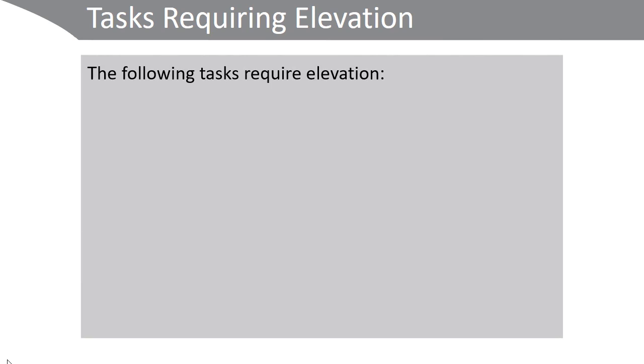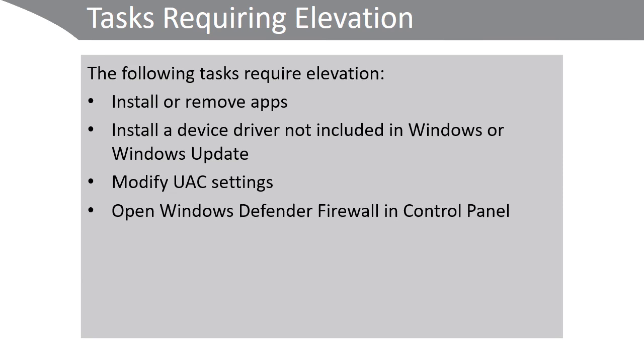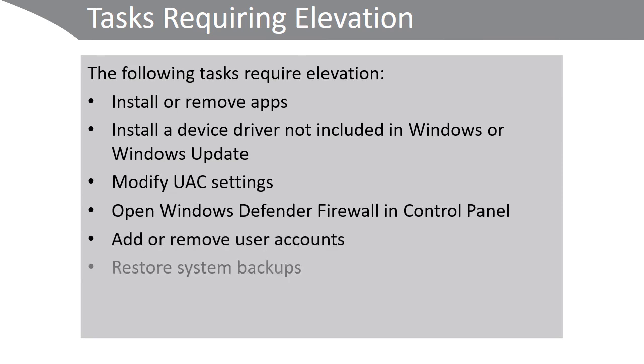The following tasks require elevation. This is not an exhaustive list, it's an indicative list. Install or remove apps. Install a device driver that's not included in Windows or in Windows Update. Modify the UAC settings. Open Windows Firewall and Control Panel. Add or remove user accounts. Restore system backups. And configure Windows Update settings.